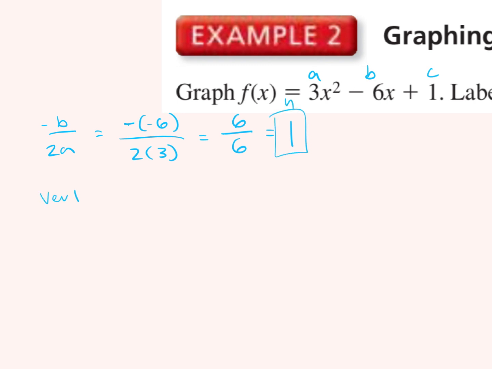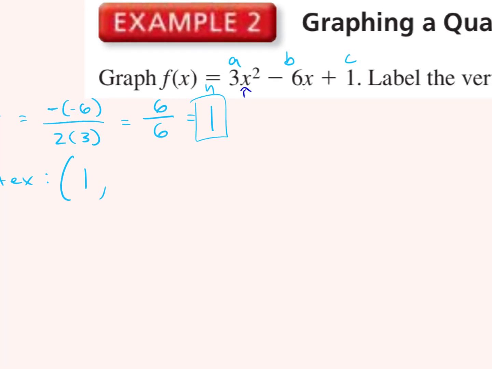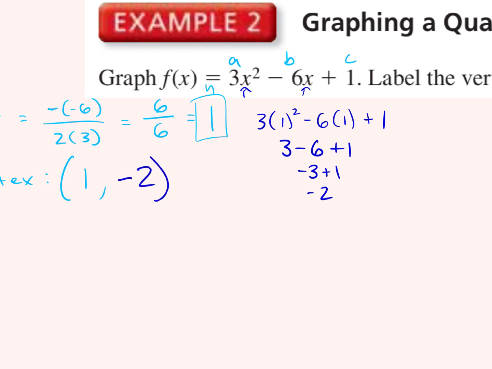So in my vertex, the first number is 1. How do I find the second number in the vertex? Plug it in. Perfect. So we're going to plug it into the x's. So you have 3 times 1 squared minus 6 times 1 plus 1. Make sure you follow your order of operations. So 1 squared is 1, and 3 times 1 is 3. And 6 times 1 is 6. We have 3 minus 6 plus 1. What's 3 minus 6? Negative 3 plus 1? Negative 2. So the second number in our vertex is negative 2.